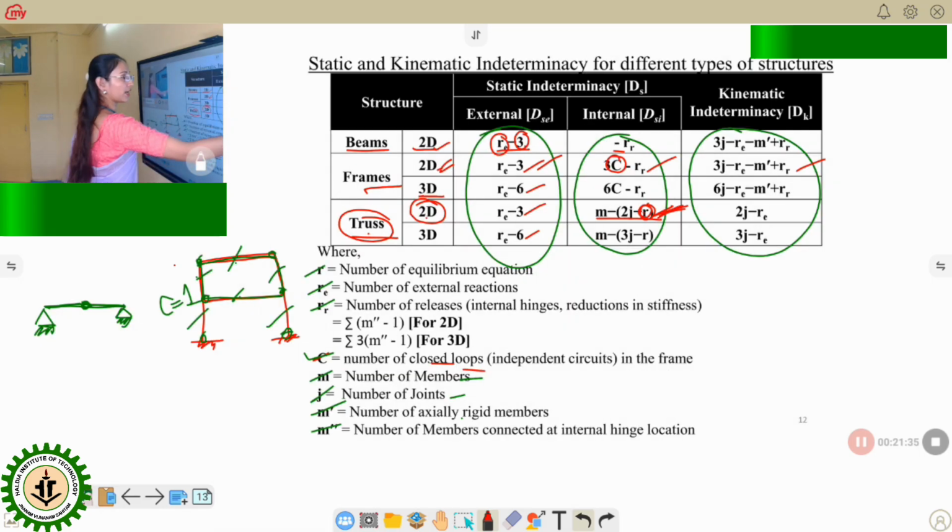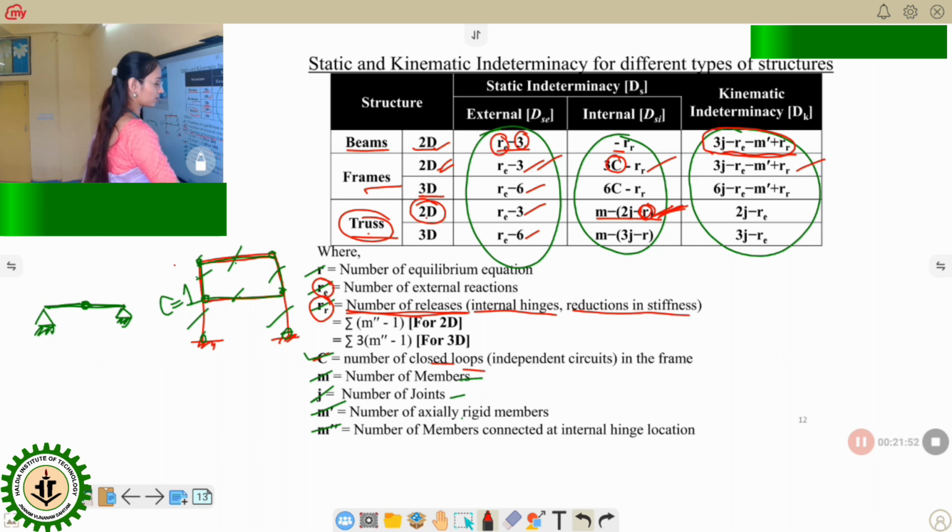Okay. Now we can see that here 3j minus re minus m dash plus rr. Now what is the rr? That is the number of releases. Re is number of reactions external, and rr is number of releases. That means internal hinges, reduction in stiffness. So rr is nothing but the summation of m double dash minus 1 for 2D and 3m double dash minus 1 for 3D. What is m double dash? M double dash is number of members connected at internal hinge location.